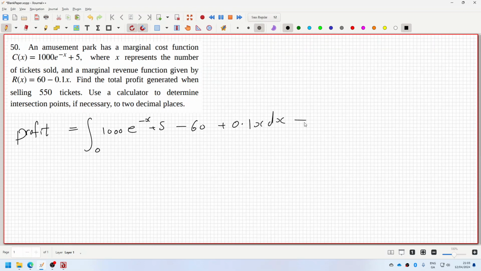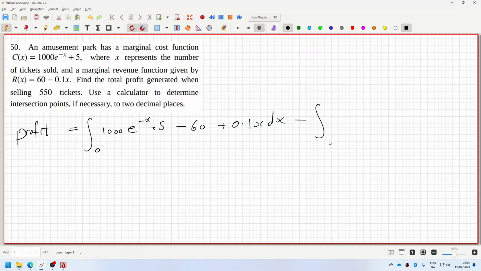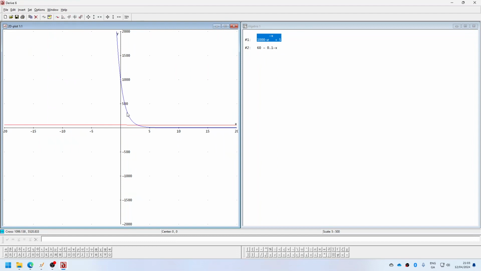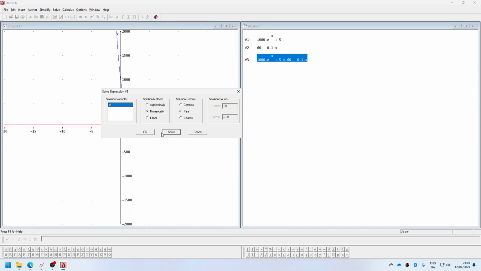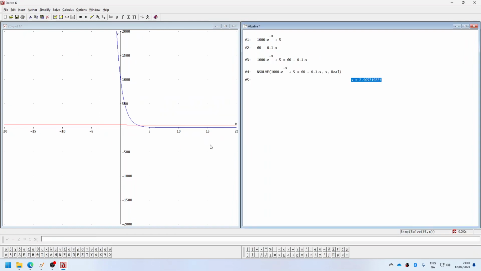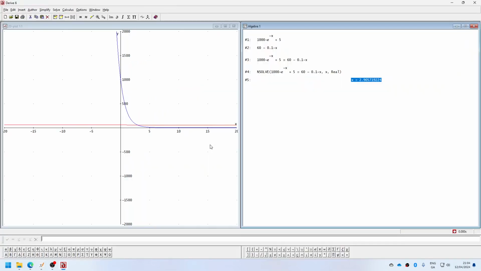And then minus, because you have to flip the sign because it's the other way around, that point of intersection up to 550, the same expression, just with the sign flipped because of the minus in front. Now that point of intersection, we'll have to get that numerically. 2.91.